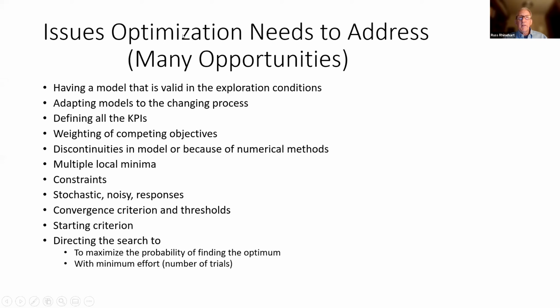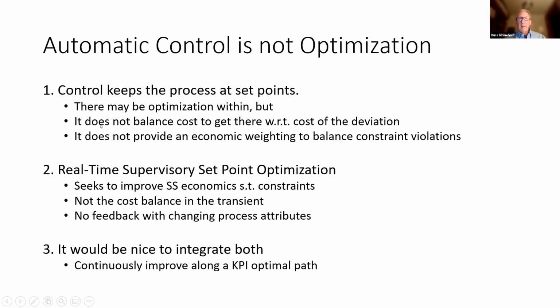There are many issues that optimization needs to address. And again, I'm not going to talk about all of these, but I want to point out that there are many opportunities for optimization and many issues that need to be addressed. I do want to point out that automatic control is not optimization. And this does get confusing for some people that aren't familiar with either. Control keeps the process at set points. It doesn't seek to continuously improve.